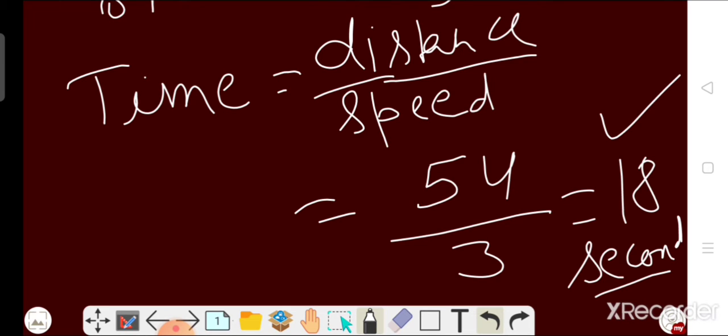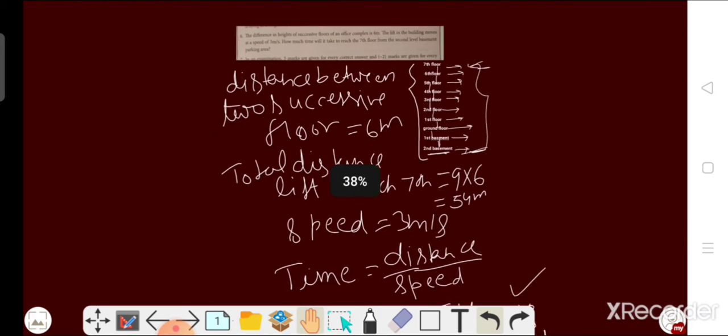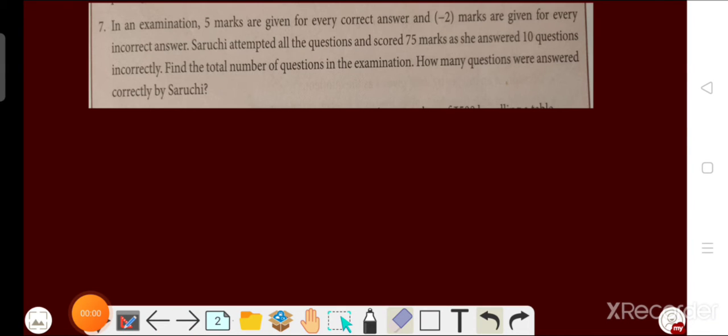Okay beta, so this is the solution of your question number 6. Now we will solve our question number 7 beta. In the 7th question, in an examination 5 marks are given for every correct answer. It means beta, if you attempt a correct answer you will get 5 marks. And minus 2 marks are given for every incorrect answer. It means beta, if you attempt a wrong answer, then you will get -2 marks.